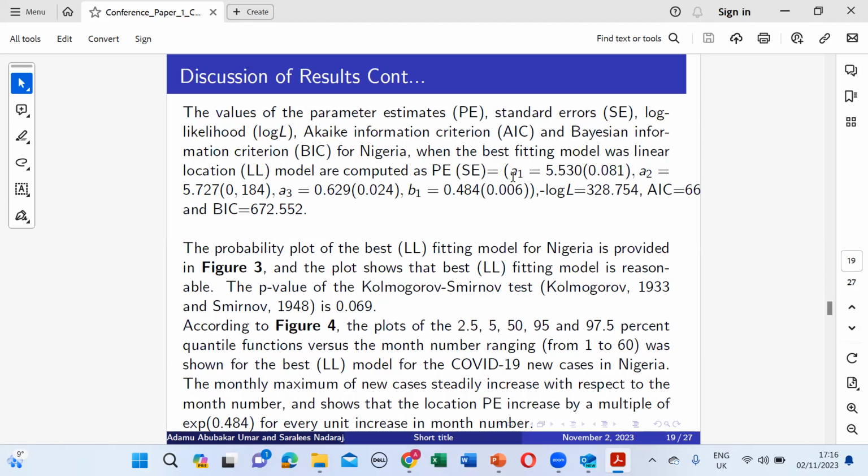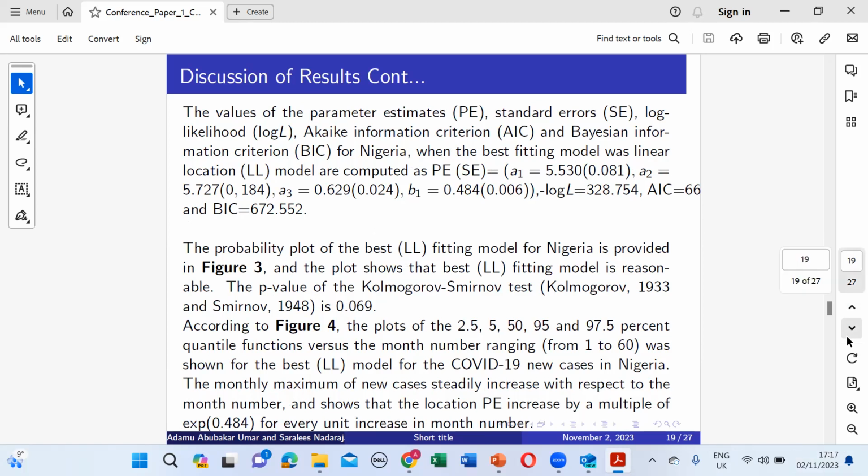You can see here we have the first parameter, A1, given as this, and the standard error is this. The second parameter A2 is here, and the standard error values are here. You can see all the values here, the AIC and the Bayesian estimate, computed here. We also have the probability plot of the best fit model for Nigeria, which is provided in figure 3.